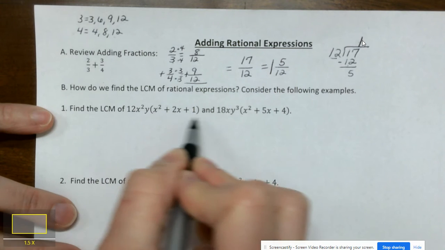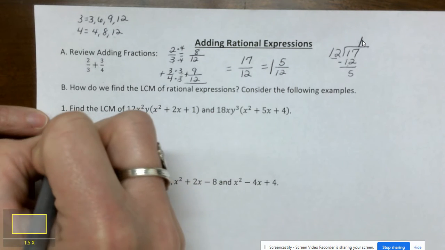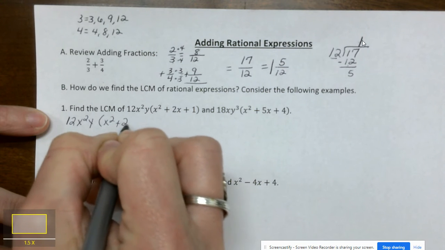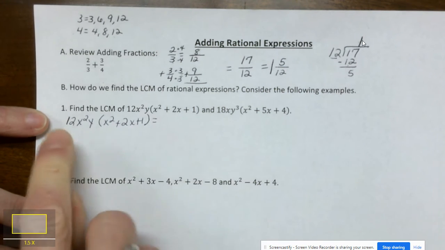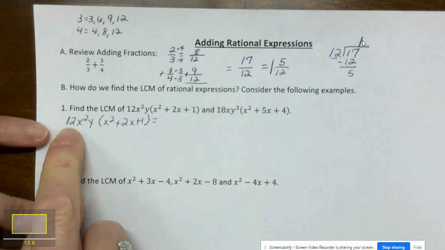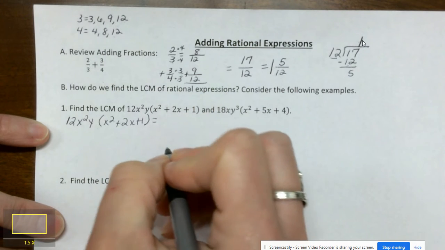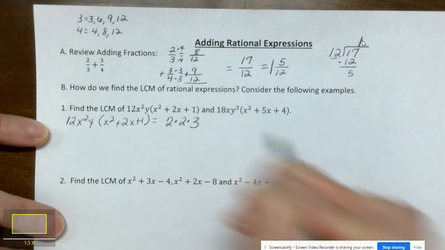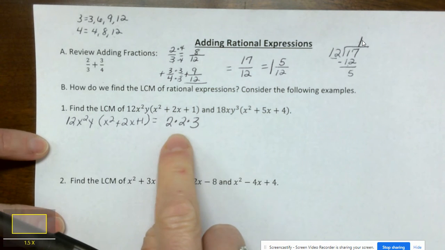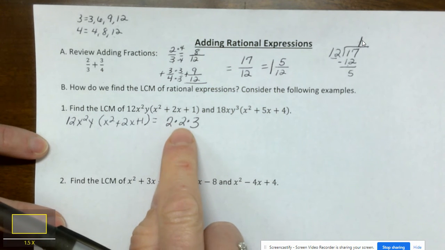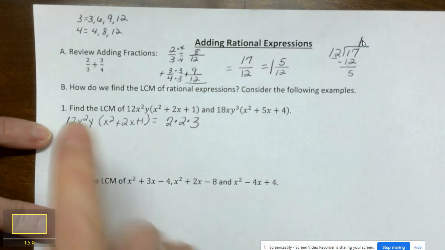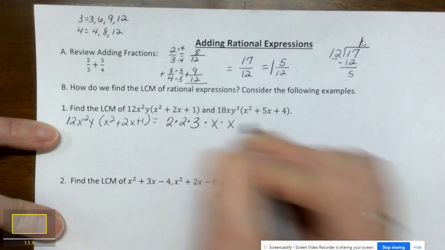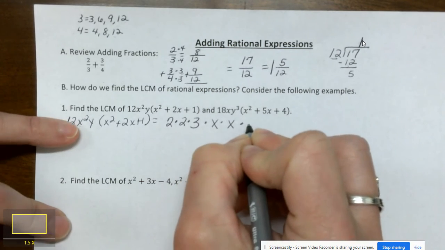So if I wanted to find the LCM of these two rational expressions, first I'm going to write the first one down. Okay, so in order to get 12, I could rewrite 12 as 4 times 3, but 4 can be written as 2 times 2 times 3. I want to write it as its prime factors. So 2 times 2 is 4 times 3. That gives me the 12. And then x squared we're going to write as x times x, and then times y.